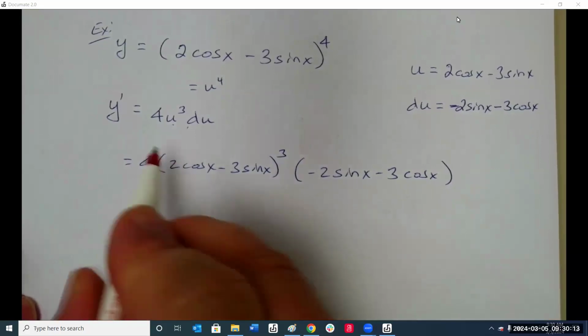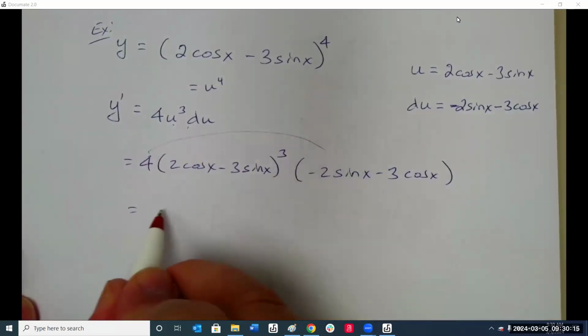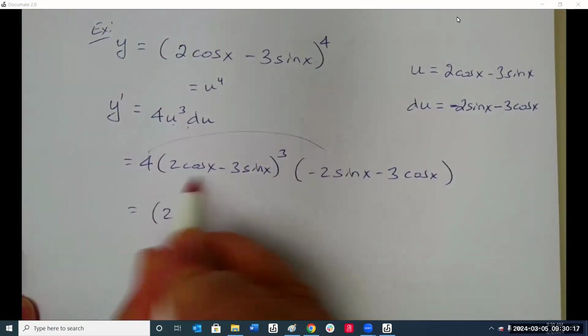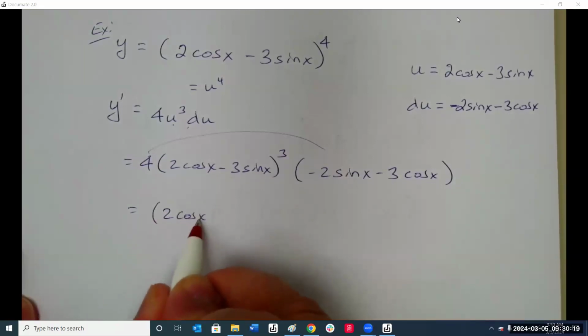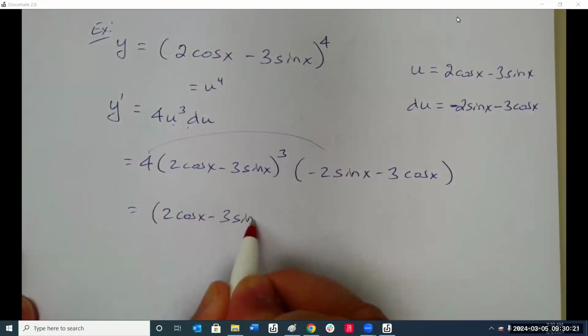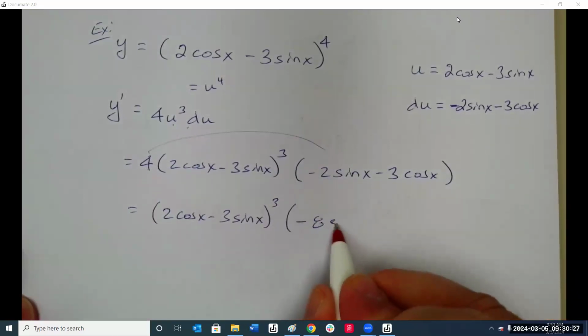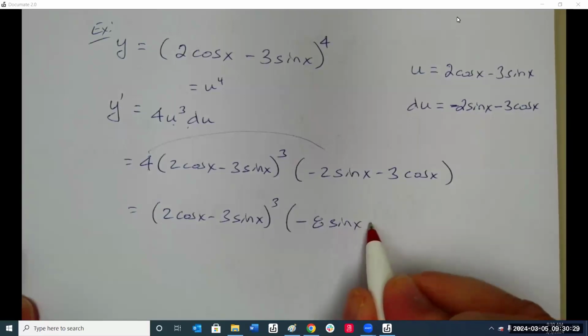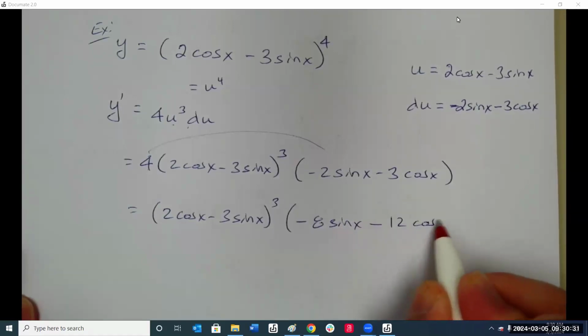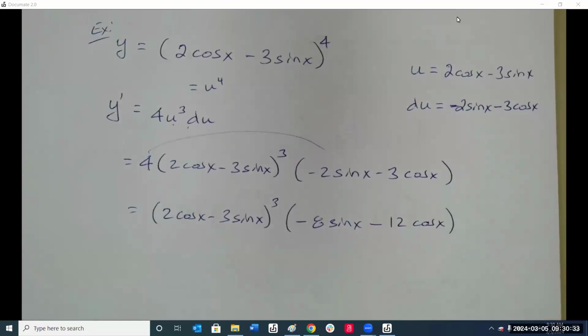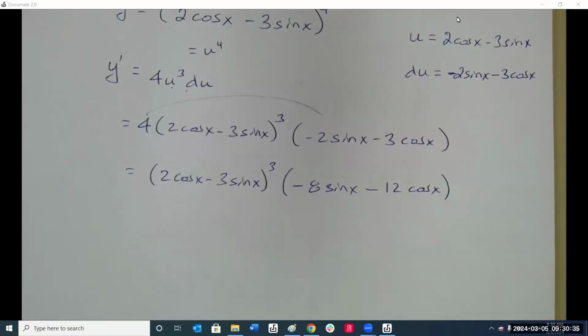So the only thing you really do is just combine these two. I'd leave this one alone. So 4 times negative 2 is negative 8 sine x minus 12 cosine x. As far as you can go.